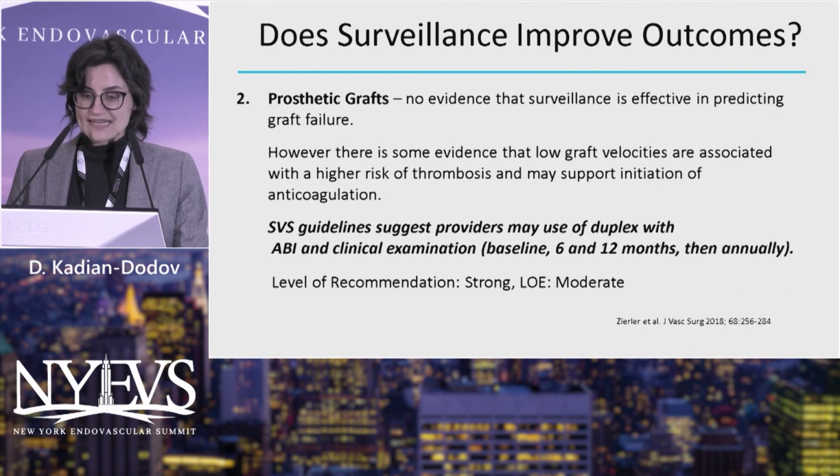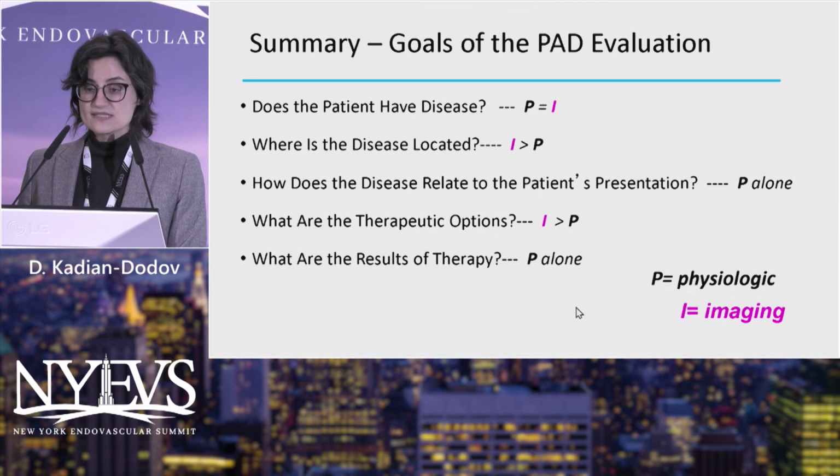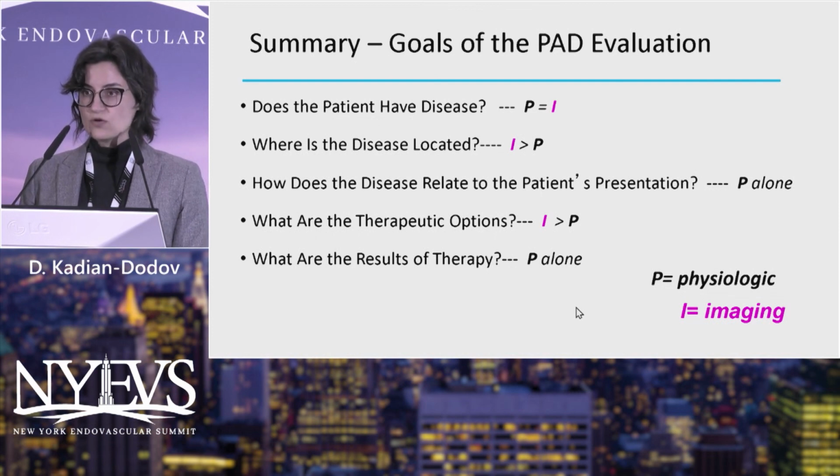In terms of prosthetic grafts, there's also no evidence that surveillance is effective in predicting graft failure, but there's some evidence that low graft velocities are associated with a higher risk of thrombosis and may support the initiation of anticoagulation. So SVS guidelines again suggest providers use duplex in the ABI with the clinical examination, and typically it's 6 months, 12 months, and annually.